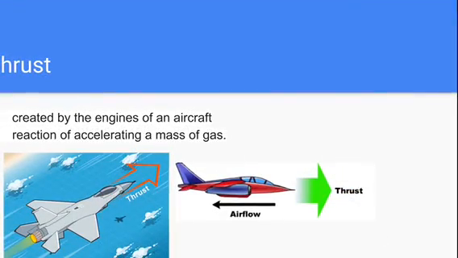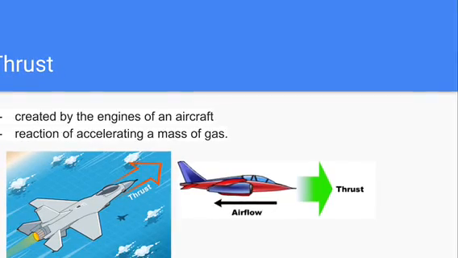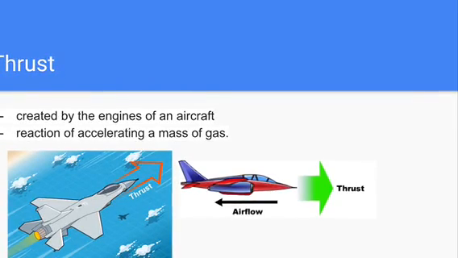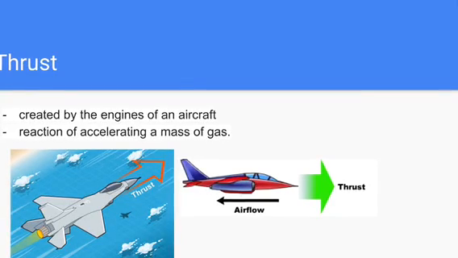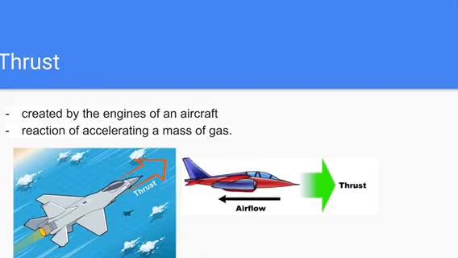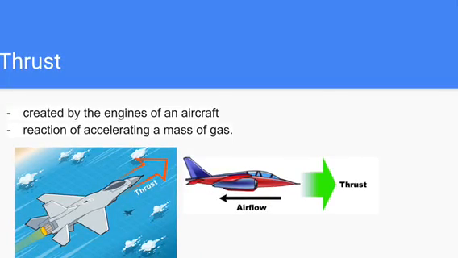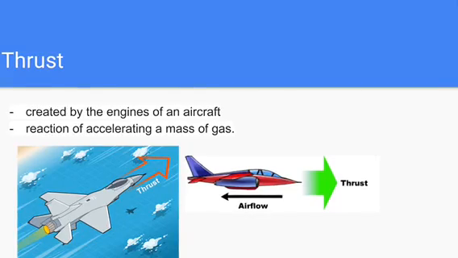Next we have thrust. Thrust is what really makes the aircraft move through the air. Thrust is the opposite of drag, and it's created by the engines of the aircraft through a propulsion system. Because thrust is a force, the system has to be in physical contact with a working fluid to make thrust.